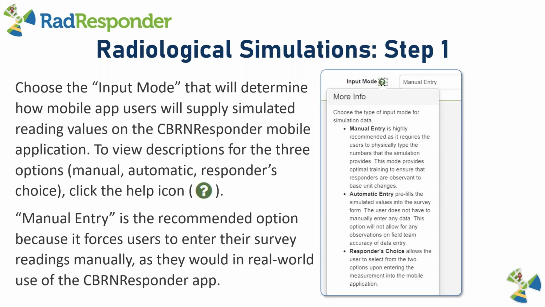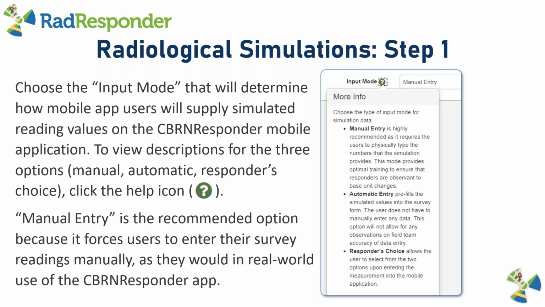From this screen, you'll also choose the input mode that will determine how mobile application users will supply simulated reading values on the CBRN Responder mobile app. So we've got descriptions there for each of these 3 options that you'll be able to see just by clicking that help icon next to the input mode. But there's a manual entry, automatic, and responder's choice option. Our recommendation is the manual entry.